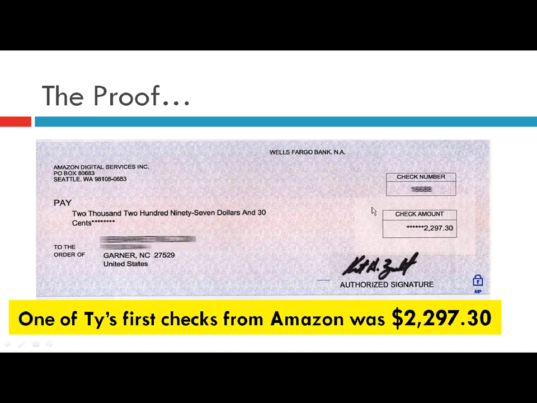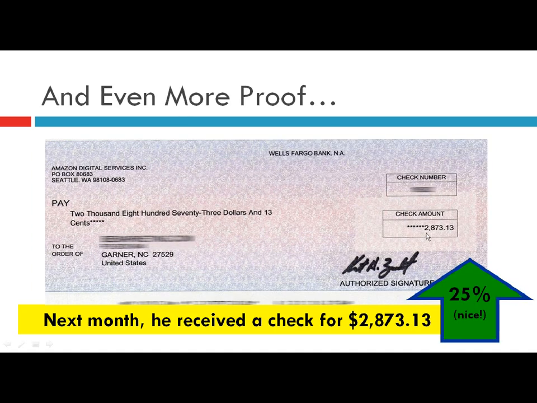But like all of us, Ty was busy doing other bits and pieces, trying to be entrepreneurial, with fingers in pies, so he didn't really pay much attention. He did nothing to the account, just left it with the same 3 books. And the following month, a check came in for $2,873. So a 25% increase. Pretty cool, considering he didn't do anything.